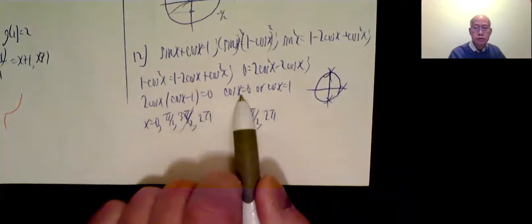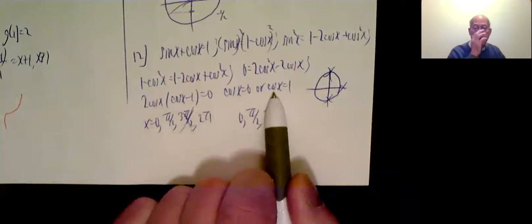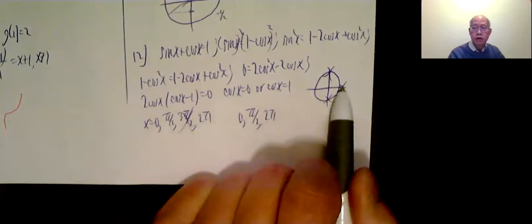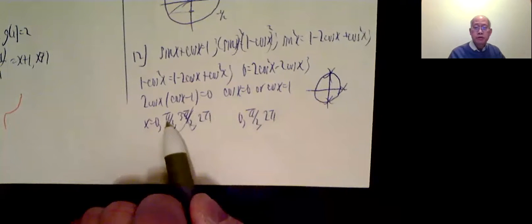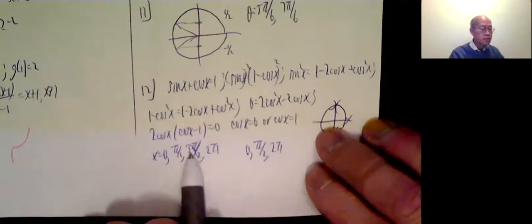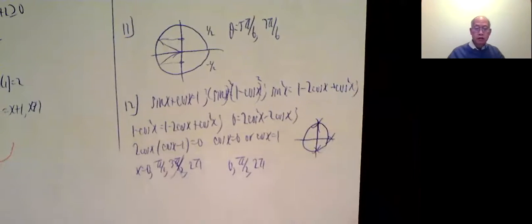This says cosine x equals 0 or cosine x equals 1. On a unit circle, the x coordinate is either 0, here or here, or 1. That gives me 0, pi over 2, 3 pi over 2, and 2 pi. However, 3 pi over 2 does not check with the original equation. If you plug in 3 pi over 2 to the original, it does not check.